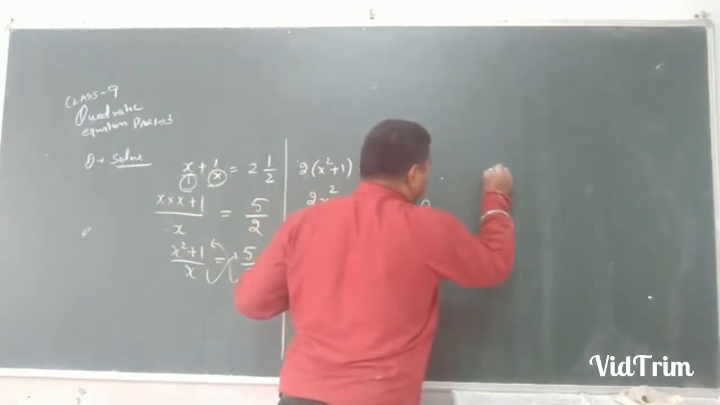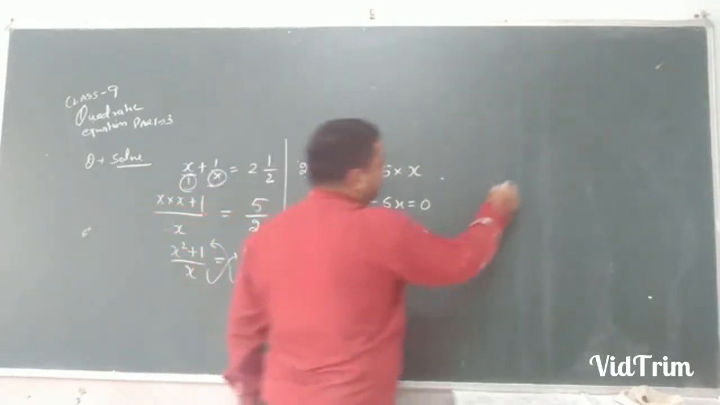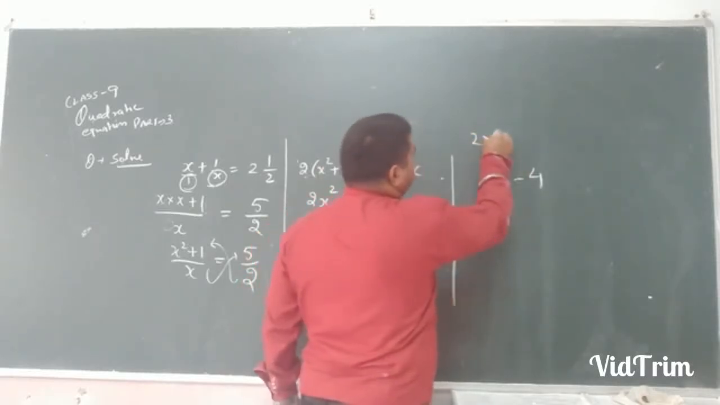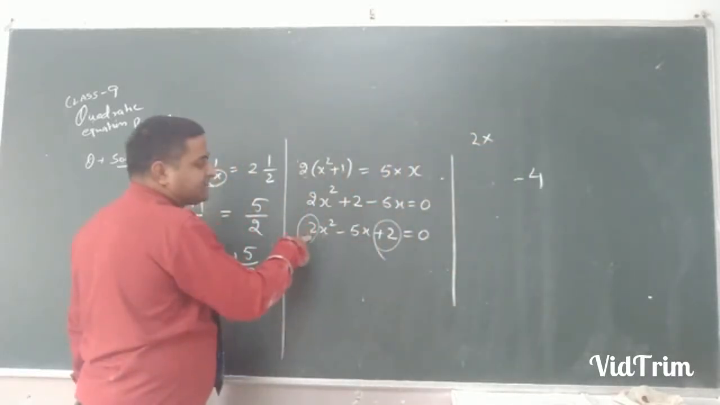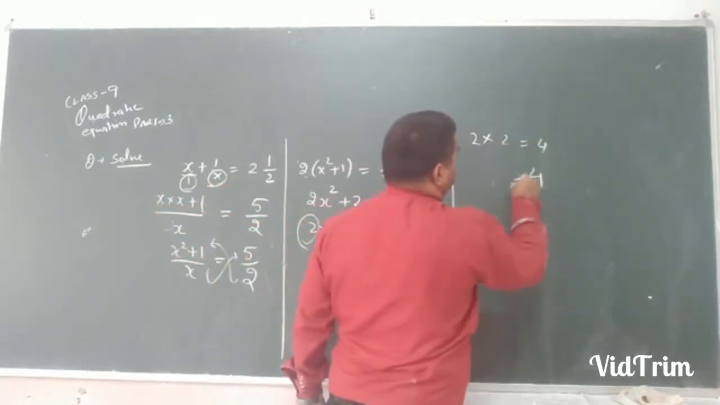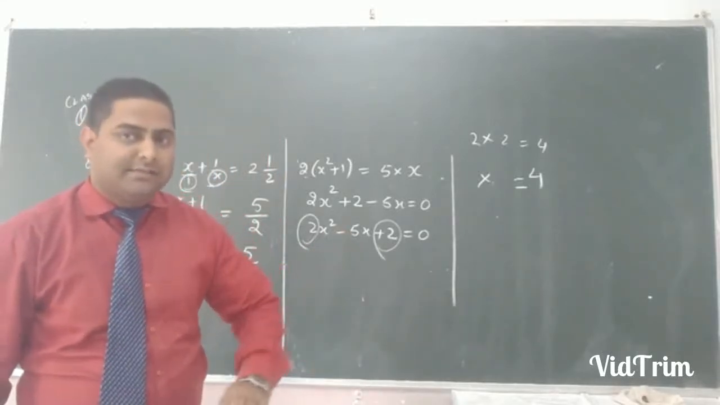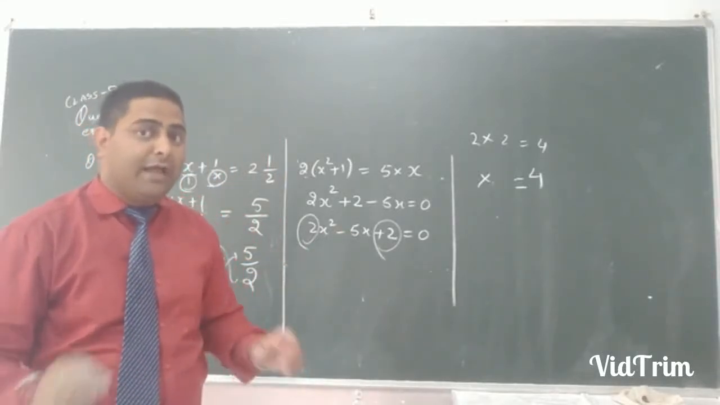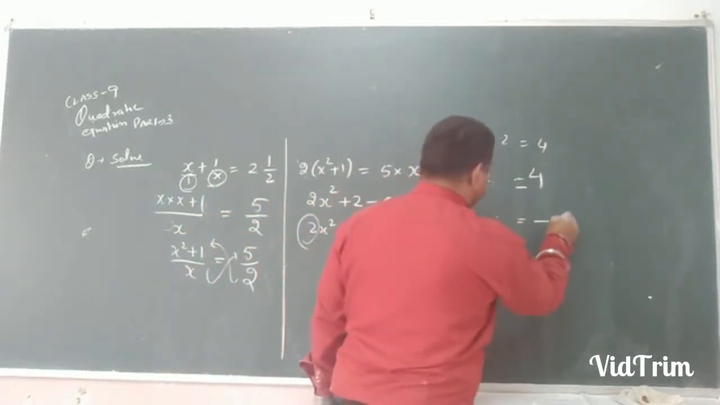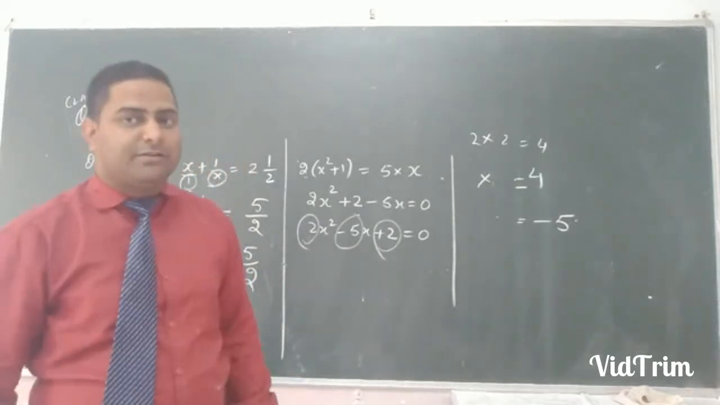So now we have to find two numbers which when multiplied we get 4. Why 4? Because the coefficient of x square is 2 and the constant is 2. So 2 into 2 is 4. Two numbers which when multiplied, answer is plus 4, but when we add them, answer is minus 5. What are those two numbers?